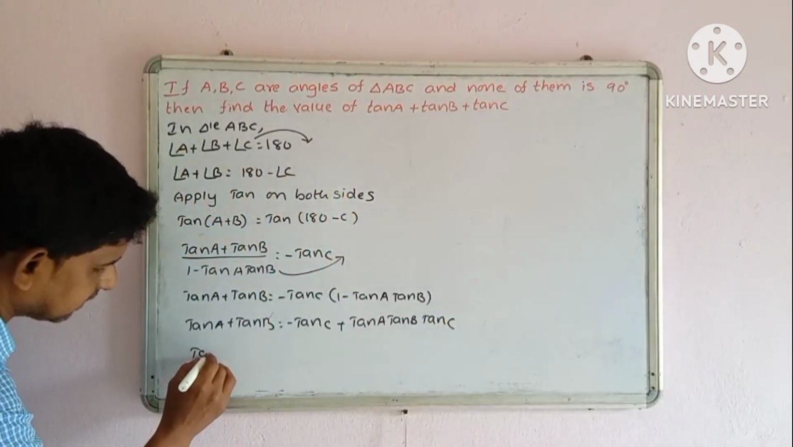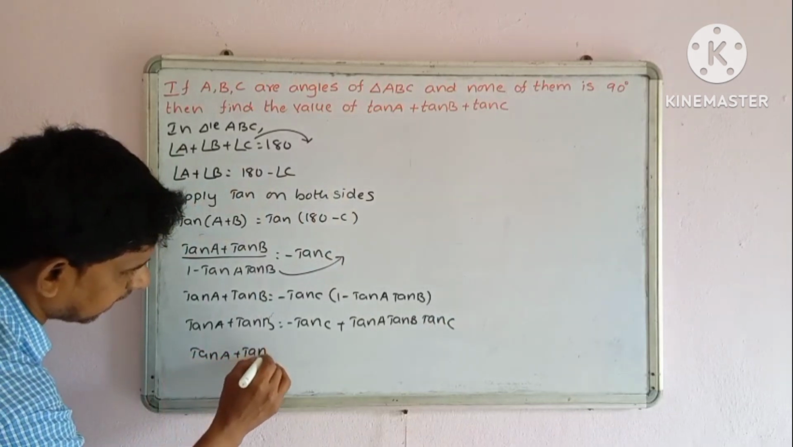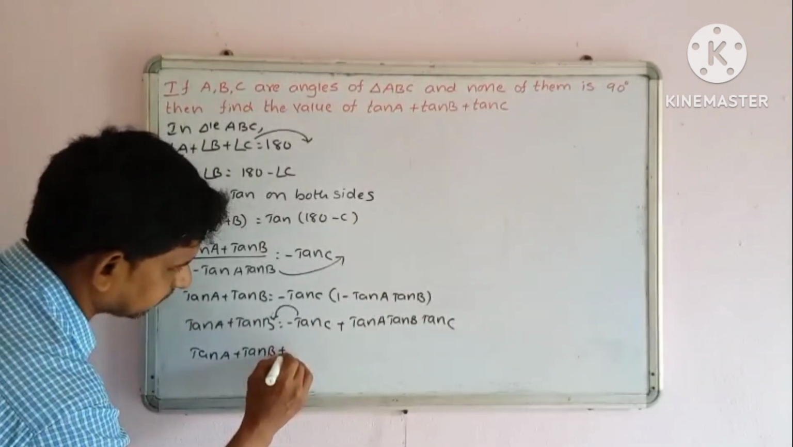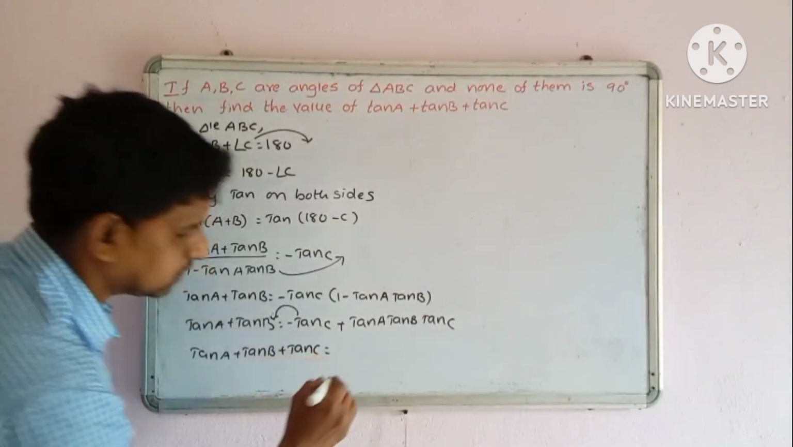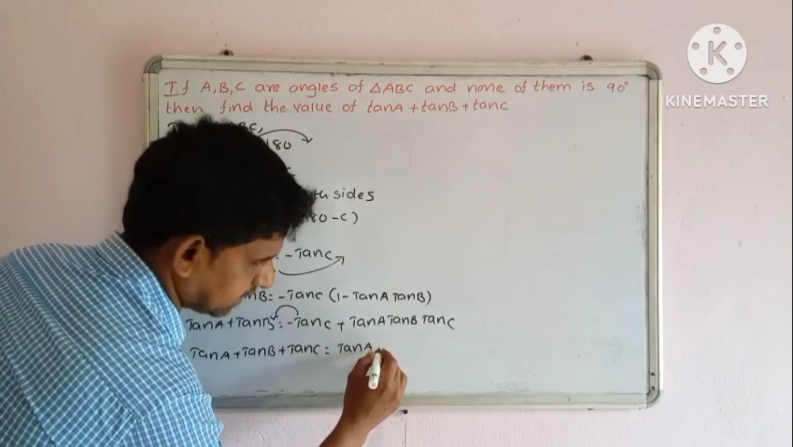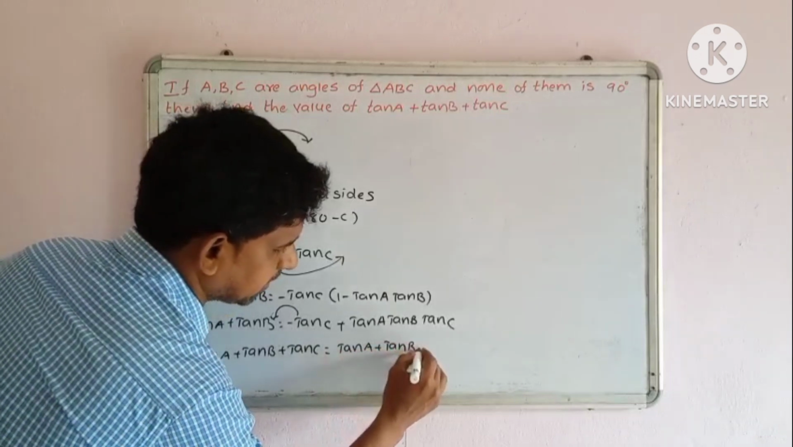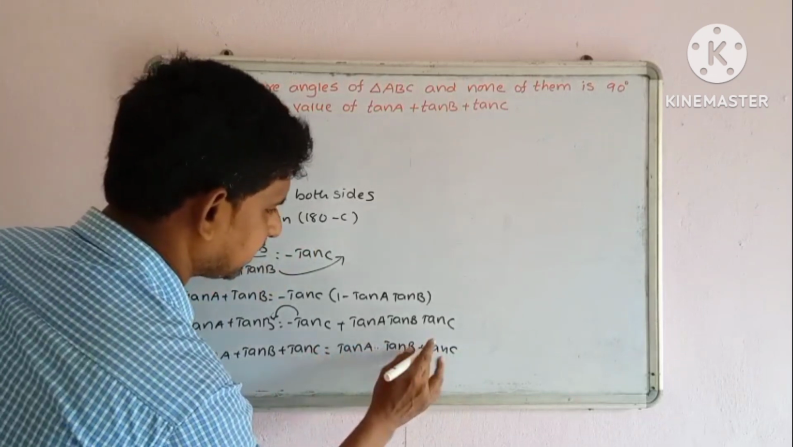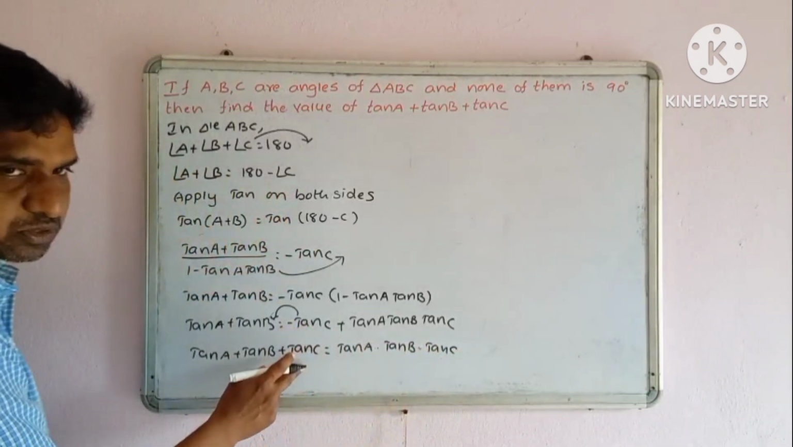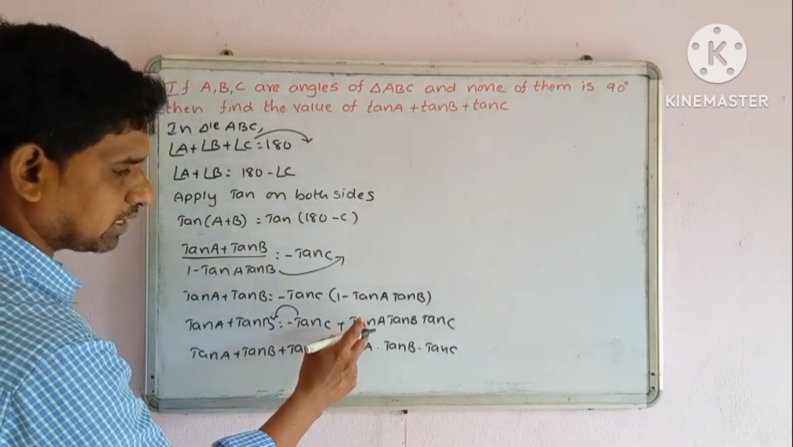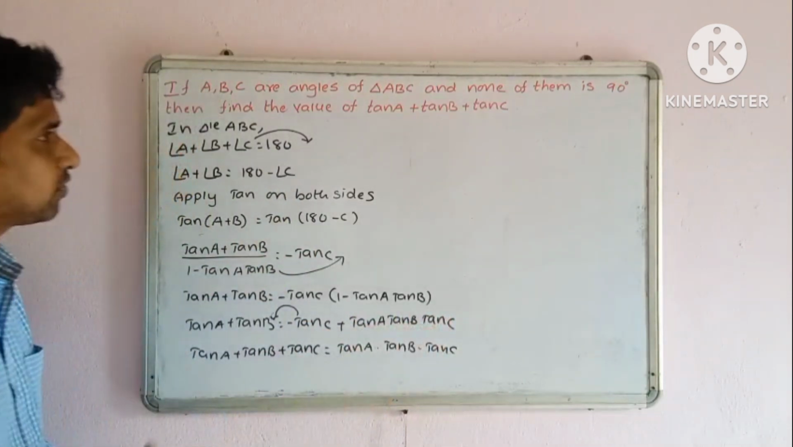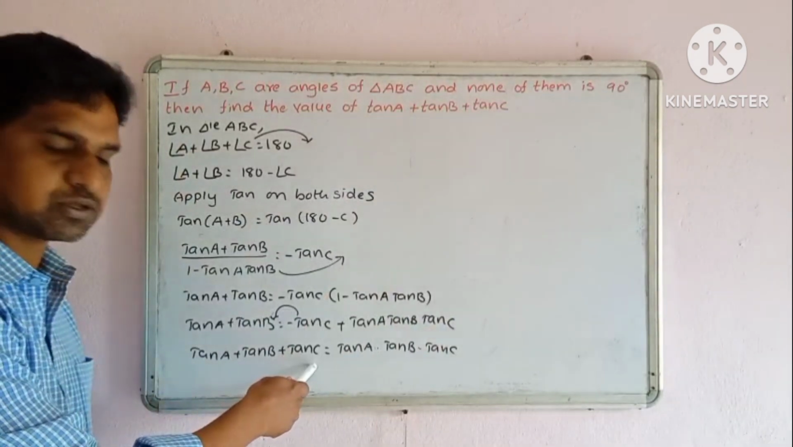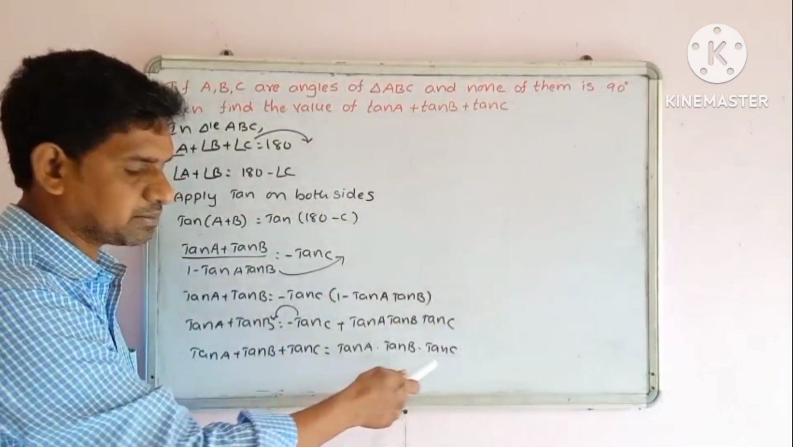So tan A plus tan B equals minus tan C plus tan A tan B tan C. Transposing minus tan C to the left side, it becomes plus tan C. So tan A plus tan B plus tan C equals tan A tan B tan C. Therefore, tan A plus tan B plus tan C equals tan A times tan B times tan C.